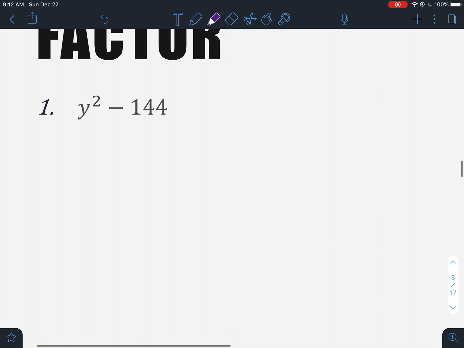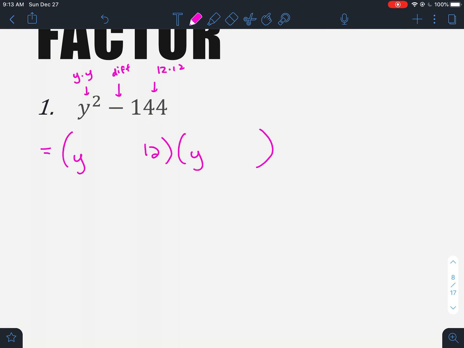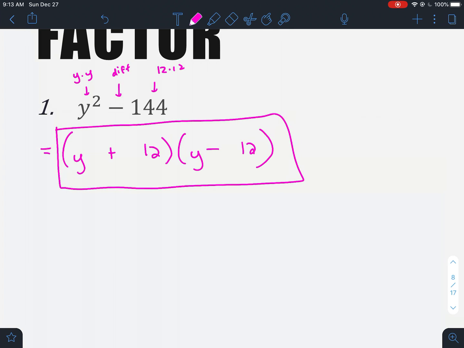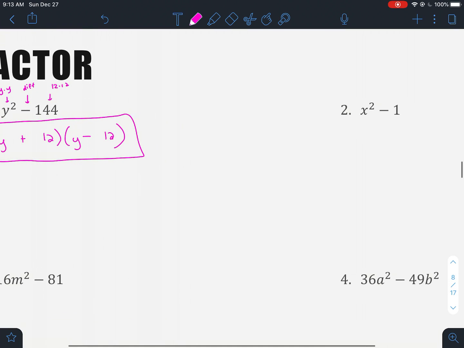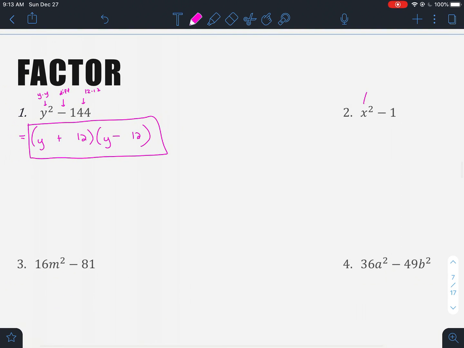All right, so if we want to factor y squared minus 144, first you need to make sure that they're both perfect squares. Y squared is y times y. 144 is 12 times 12, and you're subtracting in the middle, so it's a difference. And so when you go to factor this, it's y and y, 12 and 12, and to get to a negative 144, one needs to be positive and one needs to be negative. So we have y plus 12 times y minus 12.